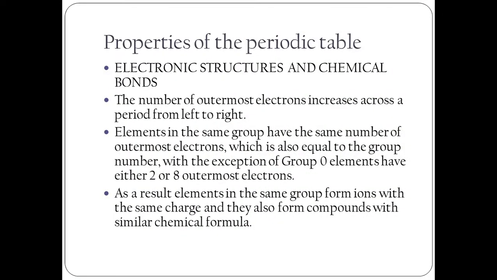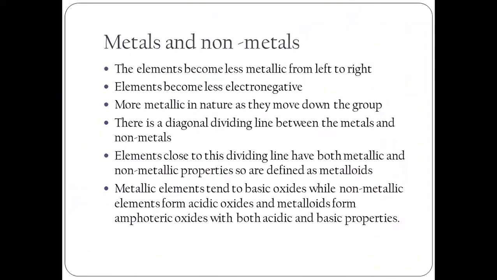Now, talking about the periodic table, you've got to learn about the properties of the periodic table: electronic structures and chemical bonds. The number of outermost electrons increases across the period from left to right. Elements in the same group have the same number of outermost electrons, which is also equal to the group number, with the exception of group 0, where elements have either 2 or 8 outermost electrons. As a result, elements in the same group form ions with the same charge, and they also form compounds with similar chemical formula.